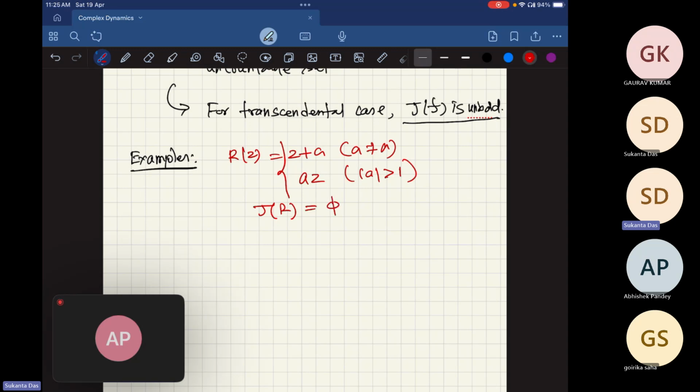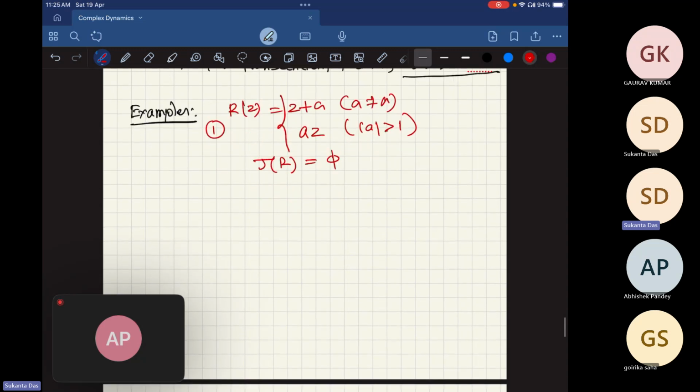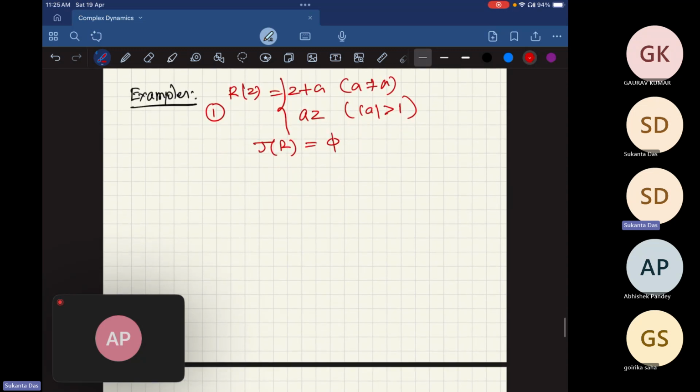And these things have already been discussed in the first lecture. Now, one can ask, okay, so we have rational maps for which the Julia set is empty. So is there any rational map for which the Julia set is exactly C hat? So this will be a good question to ask. So yes, it is indeed possible.